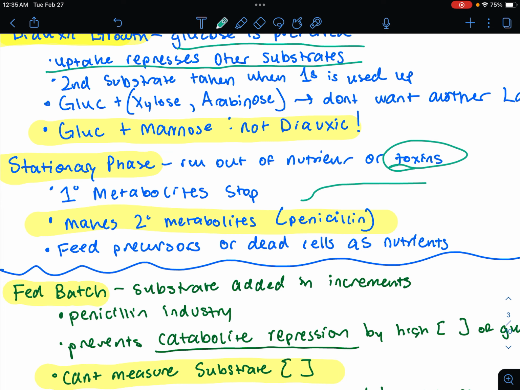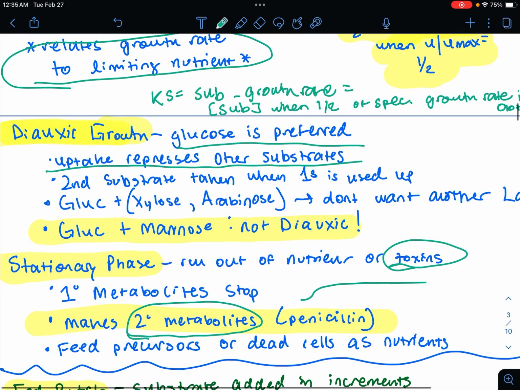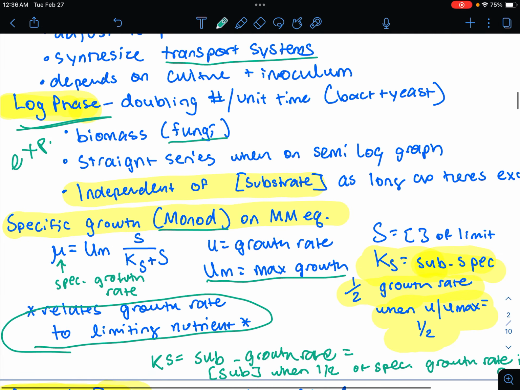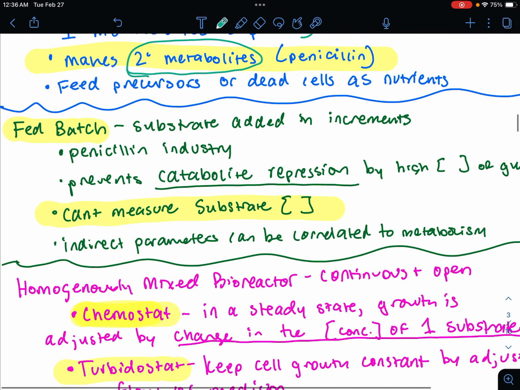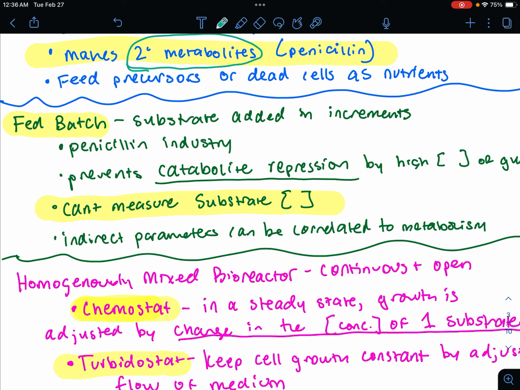The death and lysis of cells could provide nutrients to their survivors. So this idea of you're built upon those who were previously around, that's kind of the case at stationary phase. We can make secondary metabolites in the stationary phase, whereas primary metabolites are actually made in the exponential phase. We also have the death phase, but then let's move on to the fed batch fermentation.